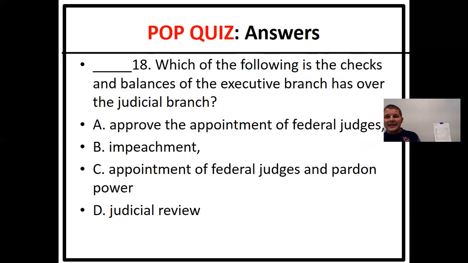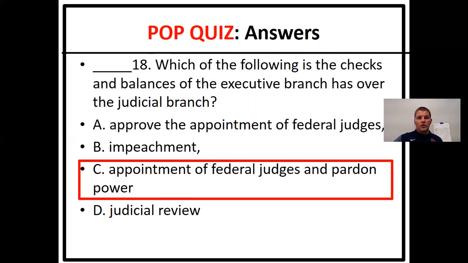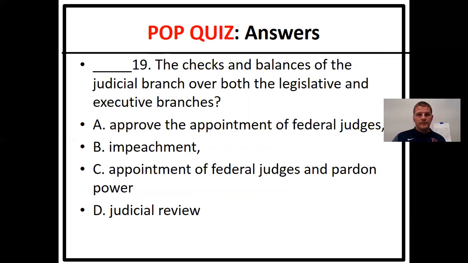Which of the following is a check and balance the executive branch has over the judicial branch? The executive branch, president; judicial branch, Supreme Court. This would be to appoint federal judges or the pardon power, meaning that if the Supreme Court declares something, the president can still pardon an individual for something they may have done. All presidents have done this.